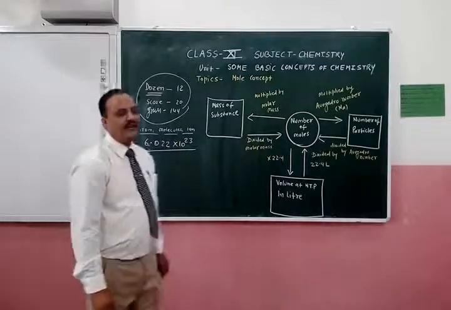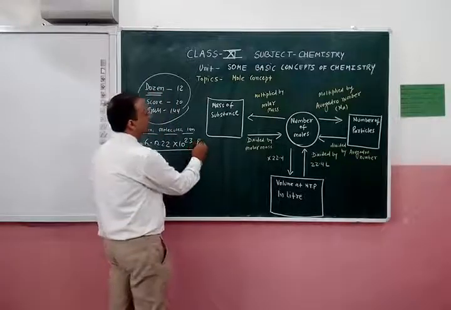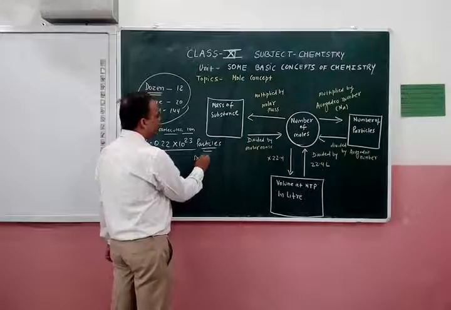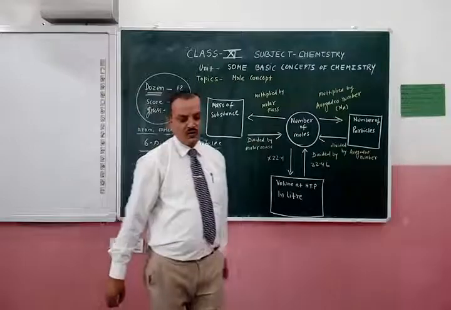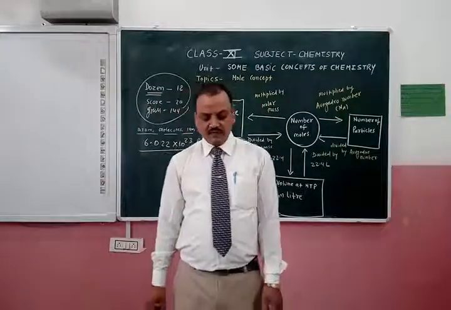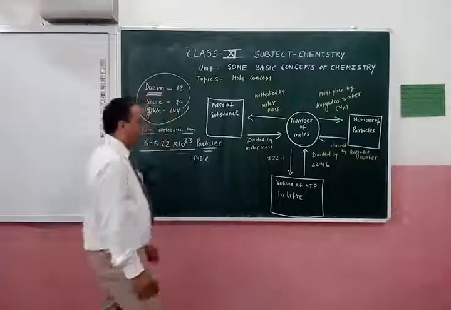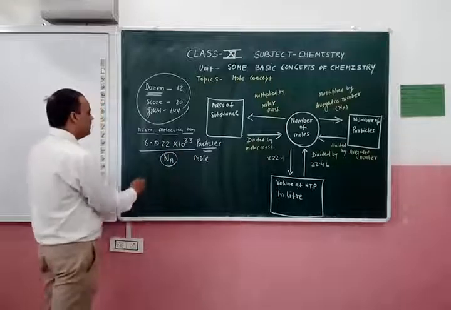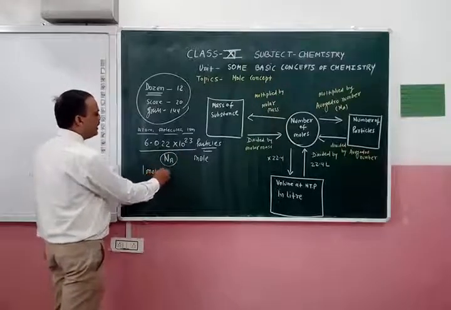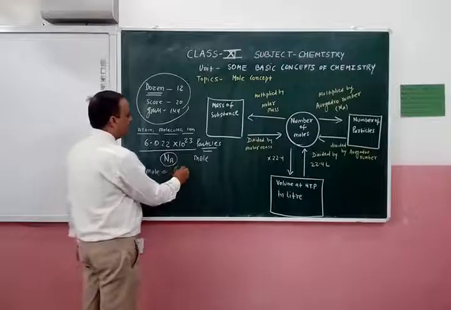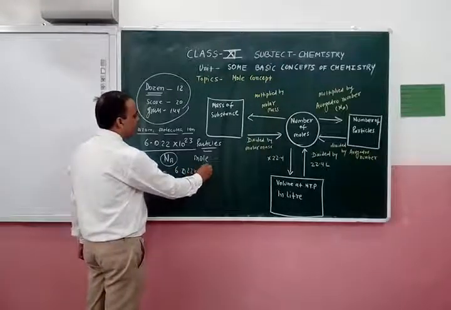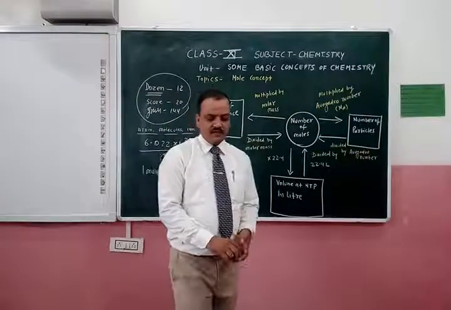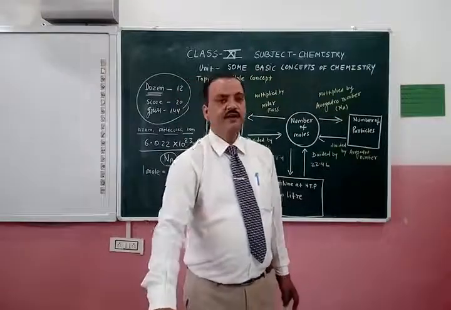This definite amount of particles is considered as a mole, and it is also known as the Avogadro number. That is, in 1 mole quantity, the number of particles is equal to 6.022 into 10 raised to power 23, and that is the Avogadro number. So this is the mole concept we have.